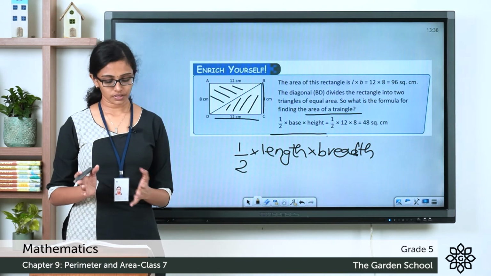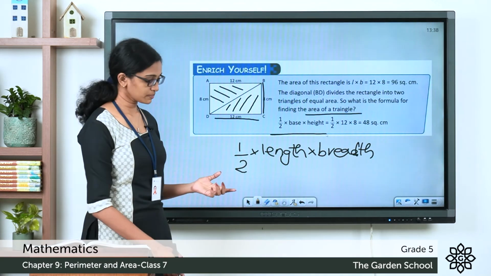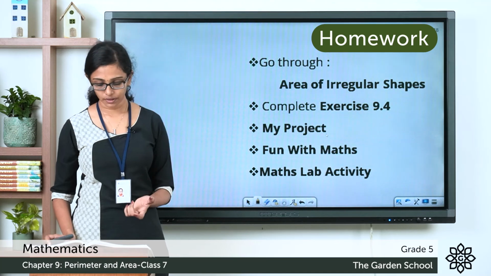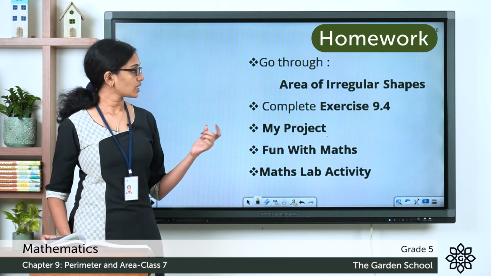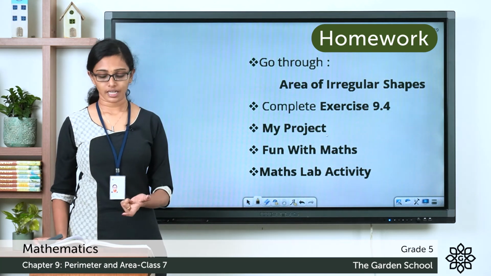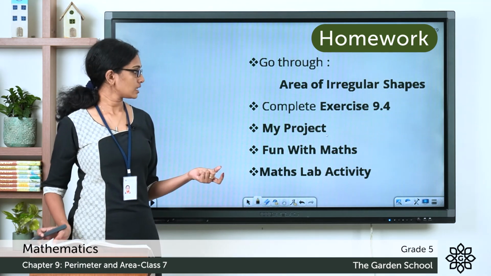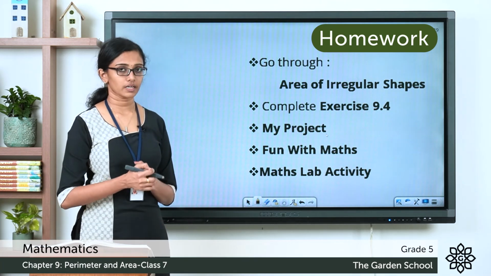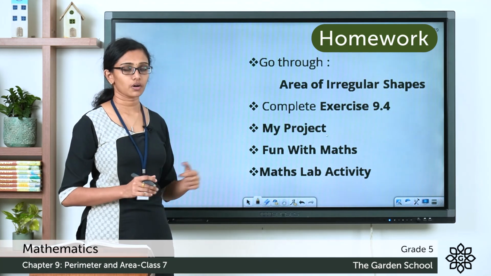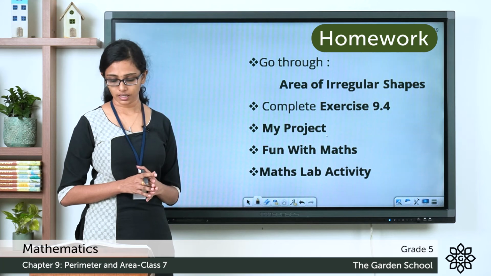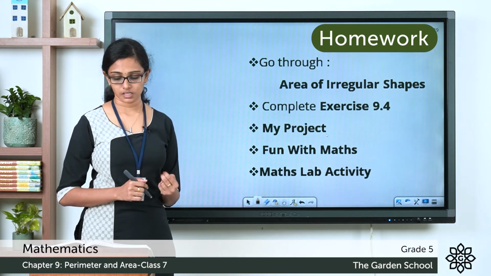Now, you have to go through the topic area of irregular shapes in page number 146 and 147 of your textbook. Then, you have to complete the exercise 9.4, which is in page number 147. And then in page number 148, you can see the heading My Project. Please go through it. And in the next page, page 149, we can see two activities given there.